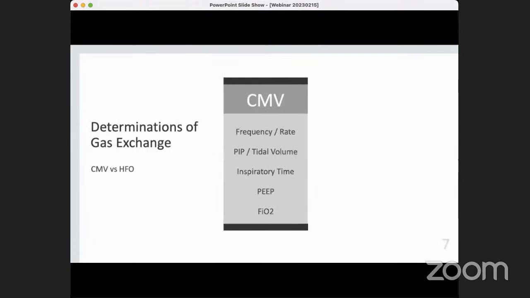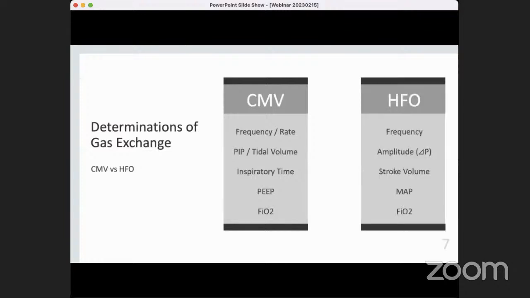As you know, in CMV, you set respiratory rate, PIP, tidal volume, inspiratory time, and PEEP. And the HFO settings are frequency, amplitude or stroke volume, and MAP. Are these settings for ventilation purposes or to adjust oxygenation?